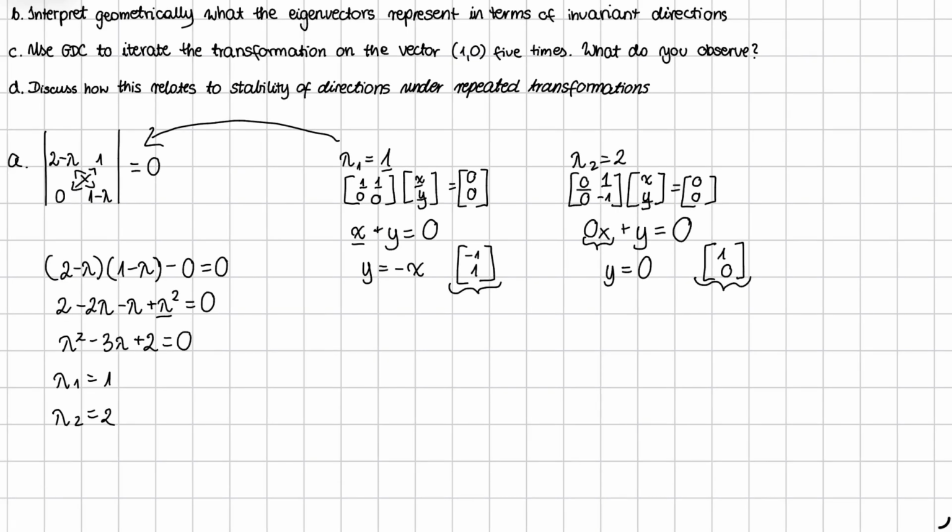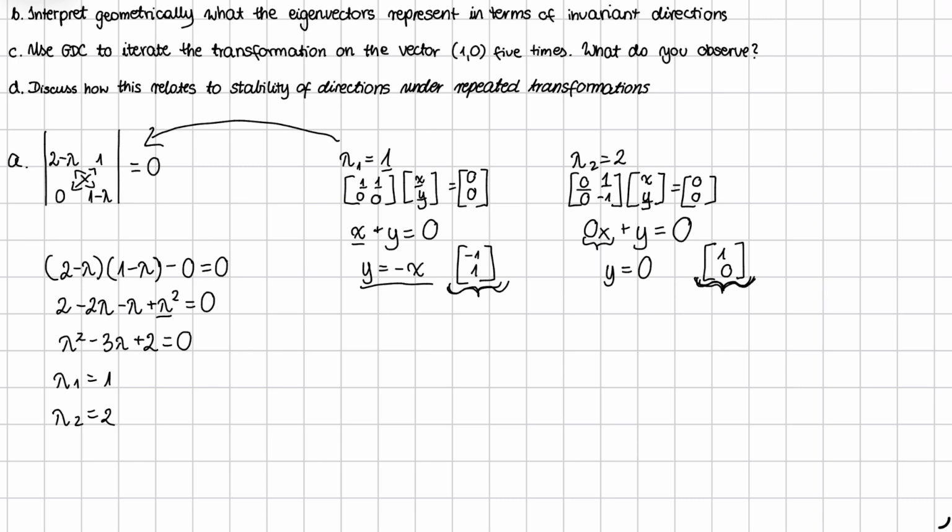And of course, I substituted in here, for example, 1, but it can be any multiple of this eigenvector. So it can also be eigenvector 1 and minus 1. Here it can be 3 and 0, and so on. It has to be just a multiple of this eigenvector. And in B, we have to interpret geometrically what the eigenvectors represent in terms of invariant directions.